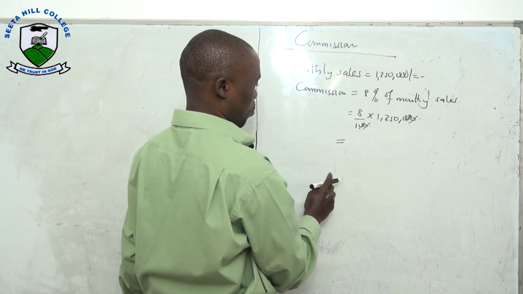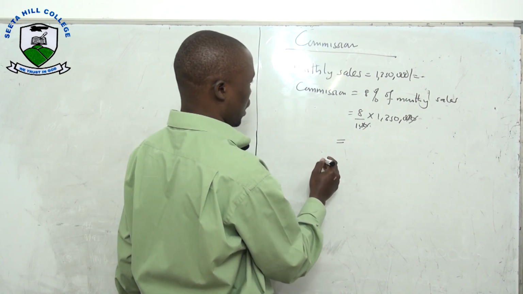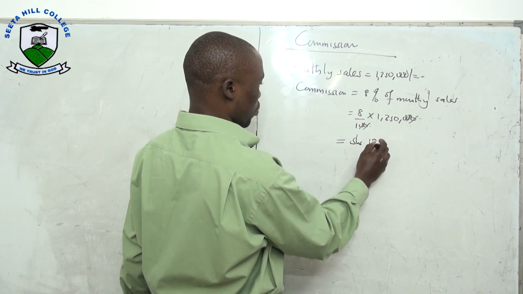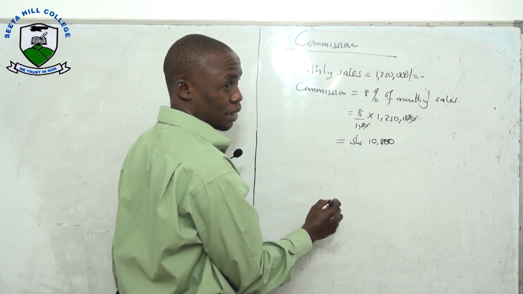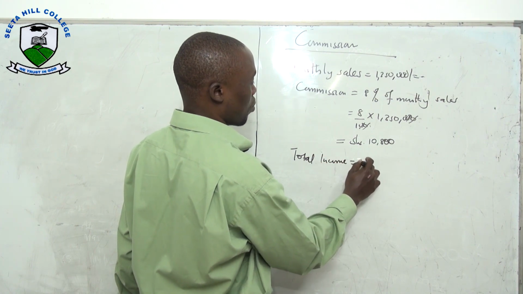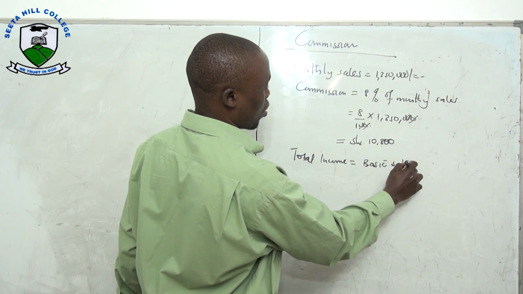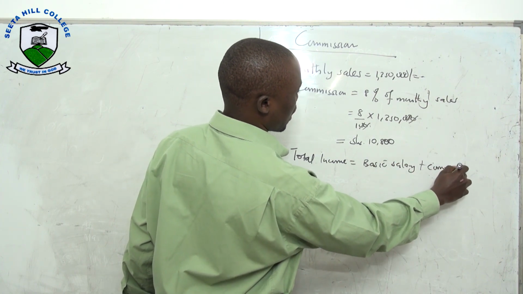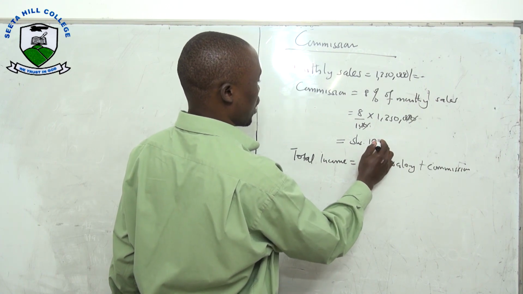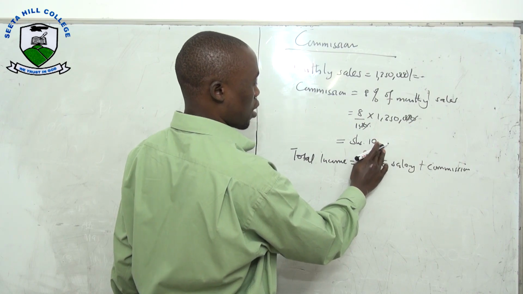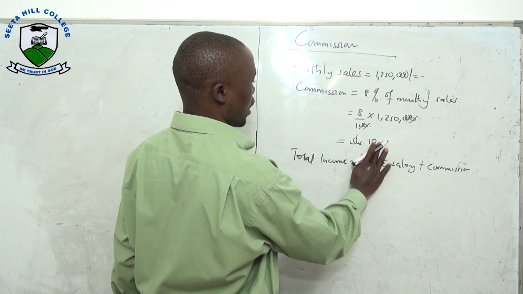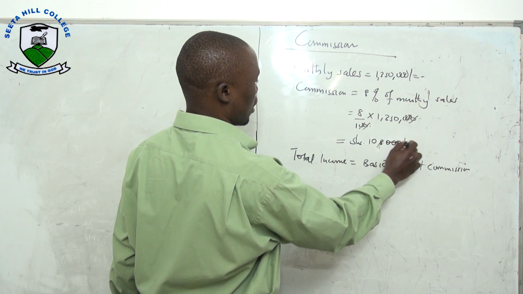Calculator. Somebody compute there. How much? It is 108,000. Now total income, you remember the base? It is 108,000. There are 2 zeros.